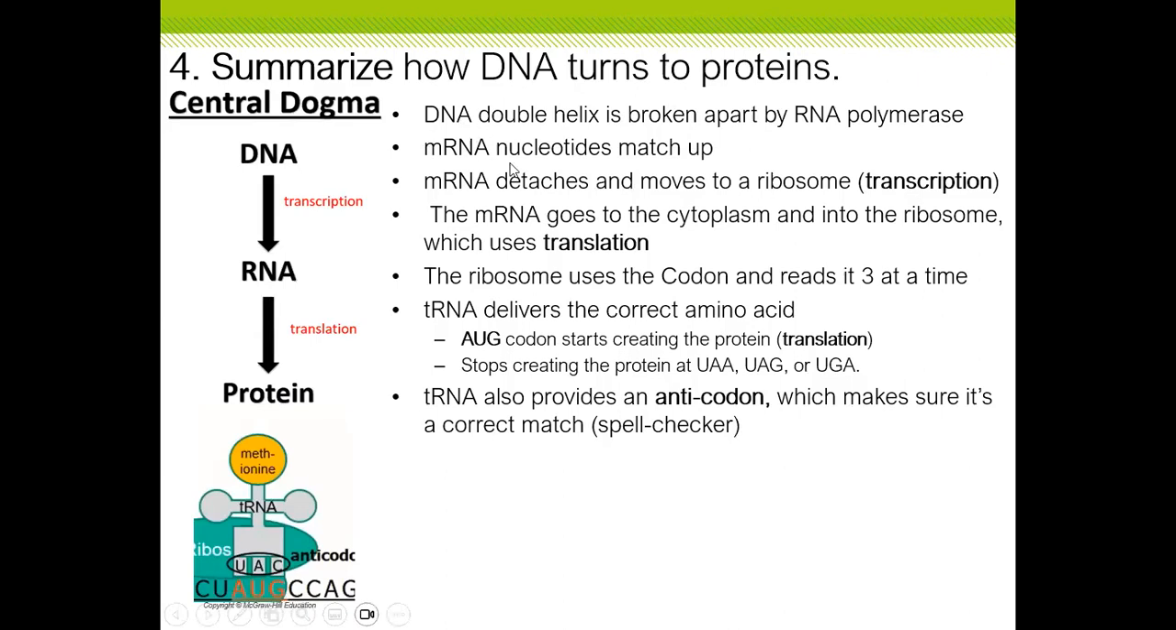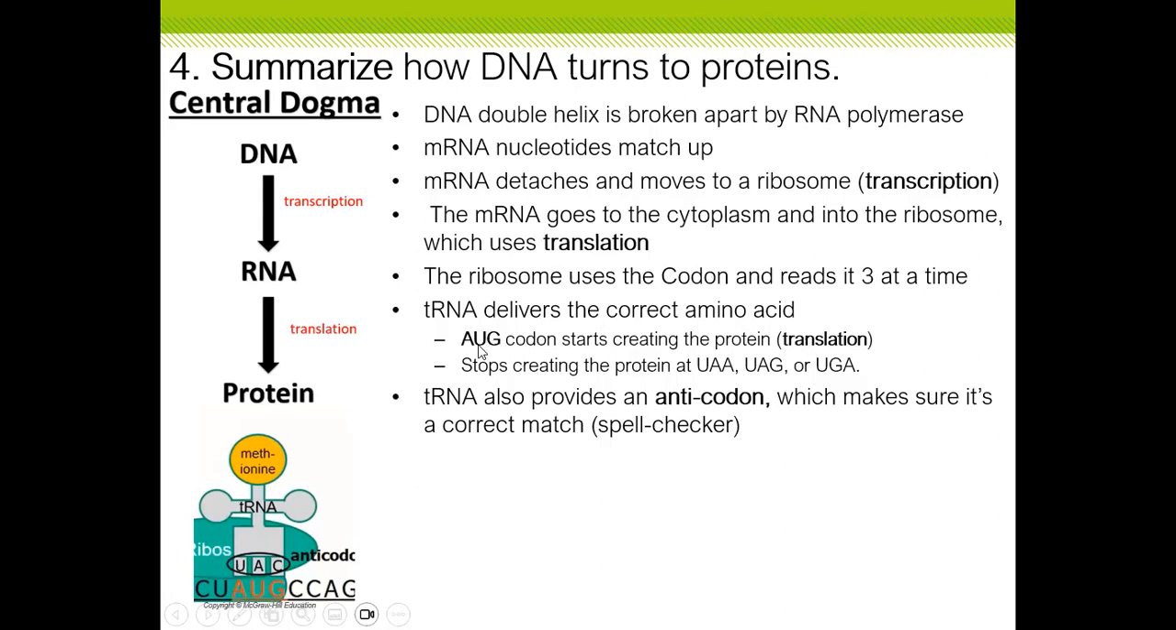All of this stuff here. Your DNA gets broken apart by that RNA polymerase. It creates an mRNA. It detaches, moves to a ribosome where it goes through transcription. And then it goes into the cytoplasm, ribosome, which uses translation. It reads it 3 at a time, it delivers the amino acid, and then it creates the protein.